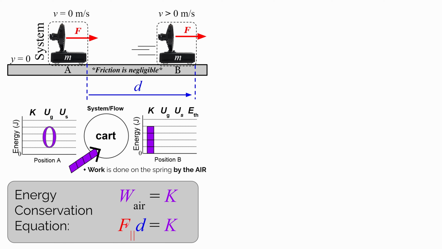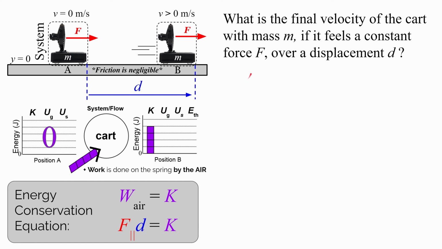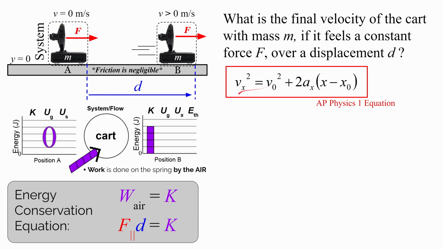Well, if this fan cart is feeling a constant force over, let's say, a known displacement d, we know enough physics using kinematics and Newton's second law to figure out how fast that cart should be traveling if it is displaced a certain distance d and feels a constant external force. So let's answer this question first, which will actually get us to the kinetic energy equation we want. The question is, what is the final velocity of the cart with mass m if it feels a constant force F over a displacement d? Well, let's go back and use our third kinematic equation, where we can find the final velocity of the object if we know the initial velocity, the acceleration of the object, and the object's displacement.